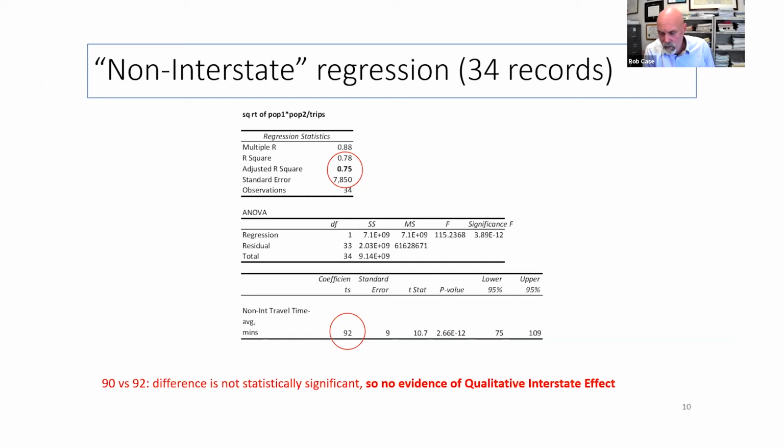And so we conclude, somewhat sadly, I guess, no evidence of a qualitative interstate effect. In other words, interstates are great for a lot of things, like I said, safety and that kind of thing. But apparently, all other things being equal, they don't join the metros any better than a non-interstate with the same travel time would join them.